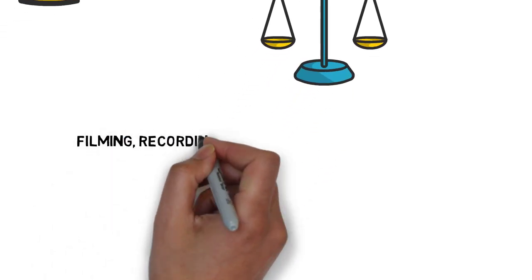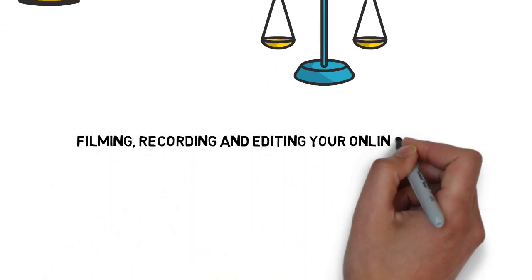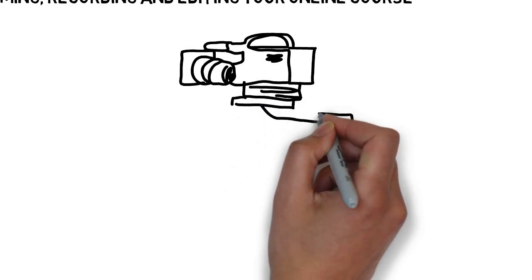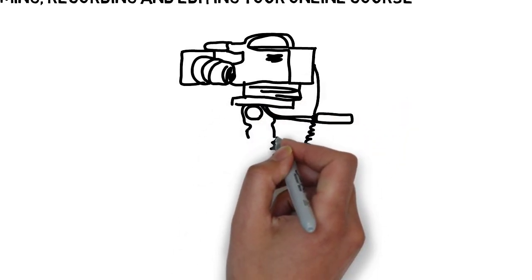Filming, recording and editing your online course. This is now turning into the production phase. By now you should have thought through your course plan. You have all your content together and you know exactly how you are going to deliver each element on your online course. Now it's time for the fun part, getting on camera.